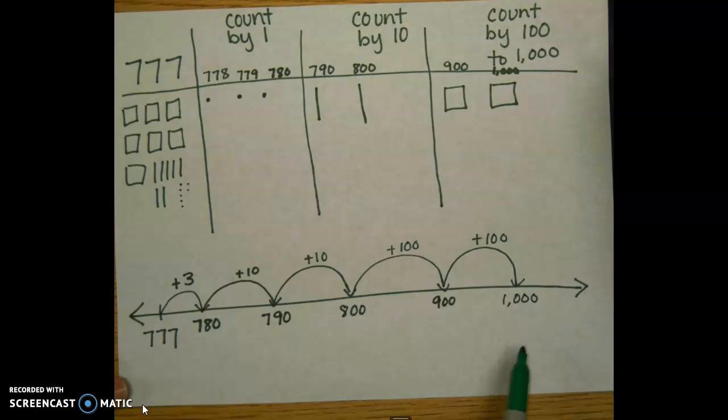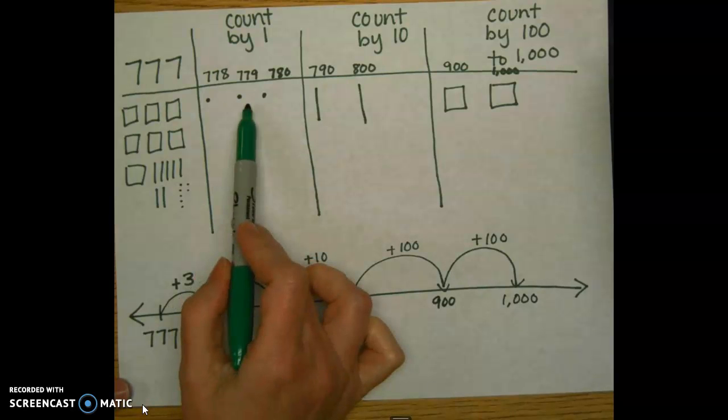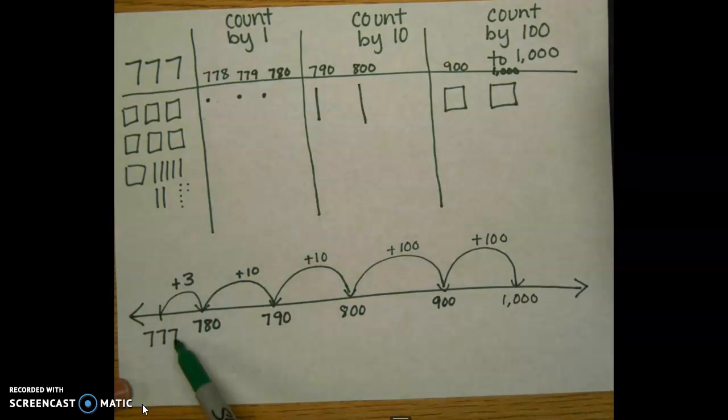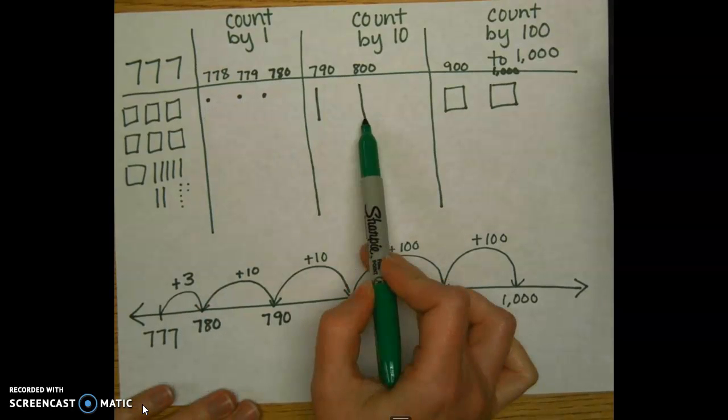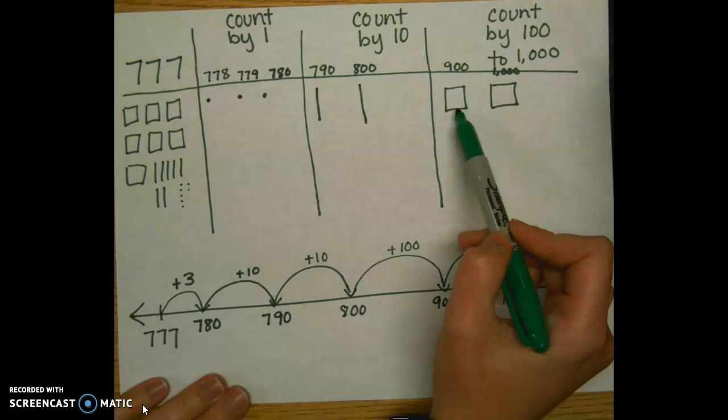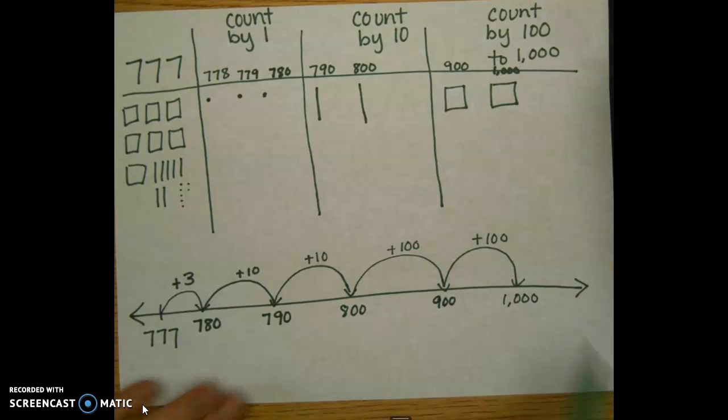It looks exactly the same as when we counted using our picture model. We had 1, 2, 3 counting by ones. We counted 10, 20. Here's a jump of 10, and another jump of 10 is 20. And we jumped 100s, 100, 200.